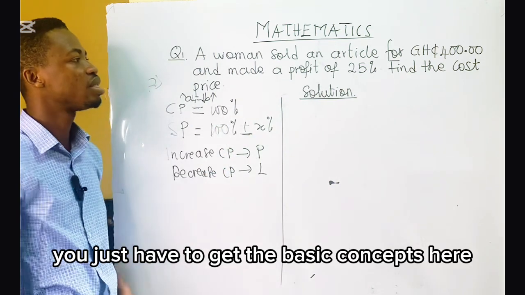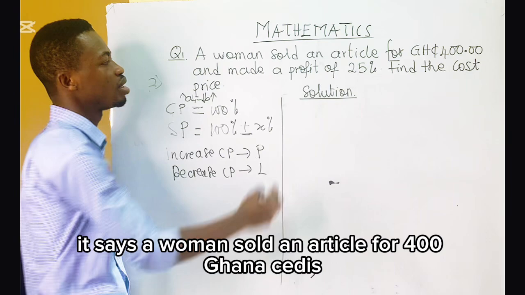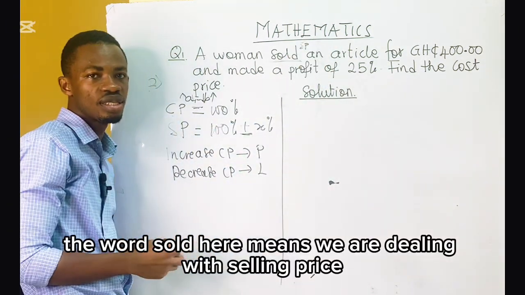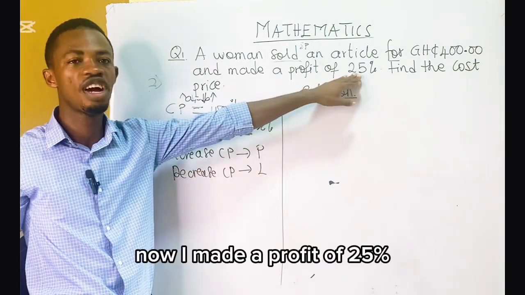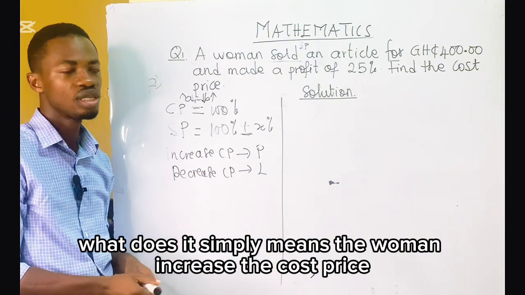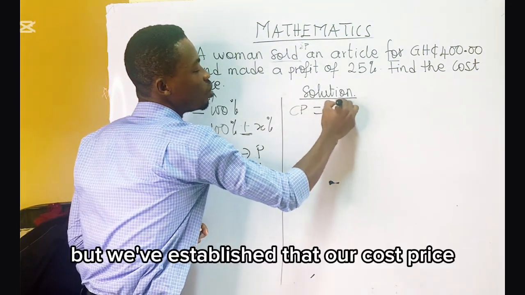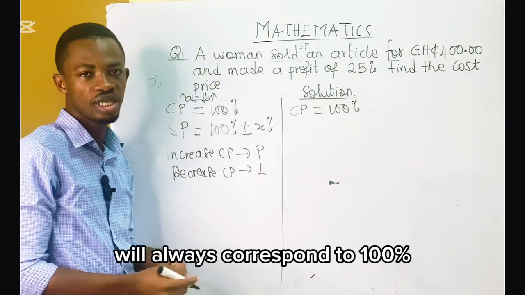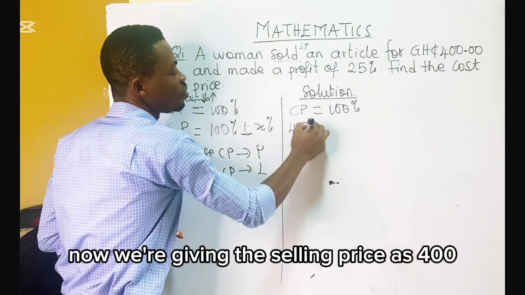Now let's go to the question. It says a woman sold an article for 400 Ghana cedis. The word sold here means we are dealing with selling price. Now, she made a profit of 25%. It simply means the woman increased the cost price. But we've established that our cost price will always correspond to 100%. Now we're given the selling price as 400.